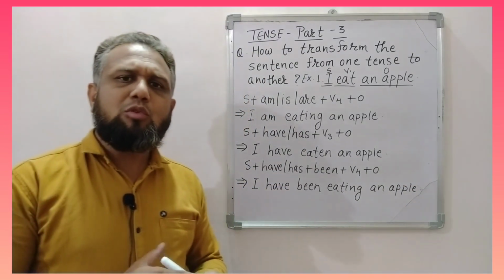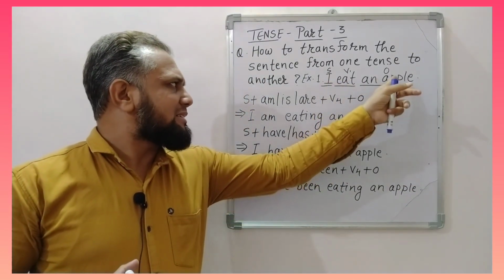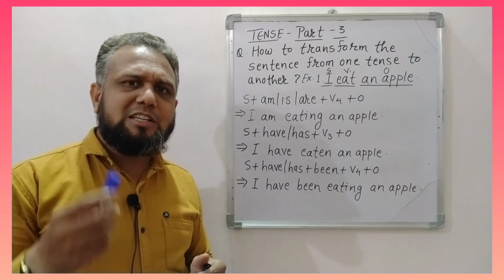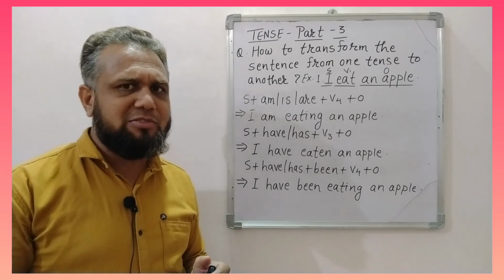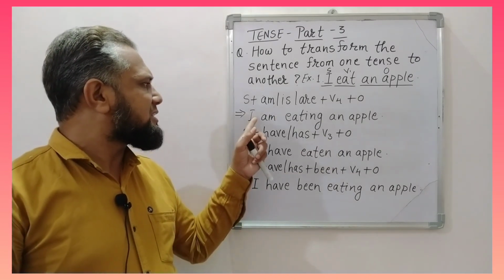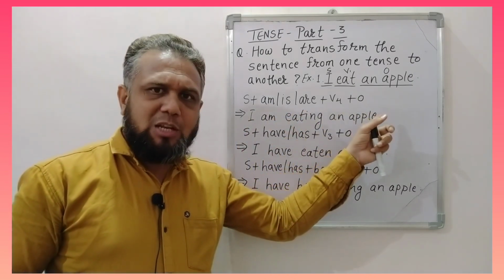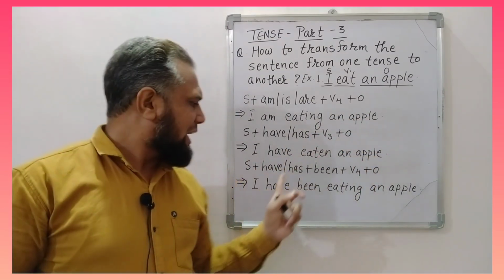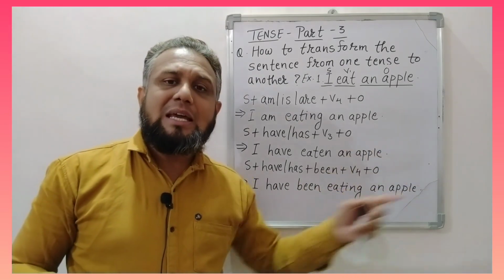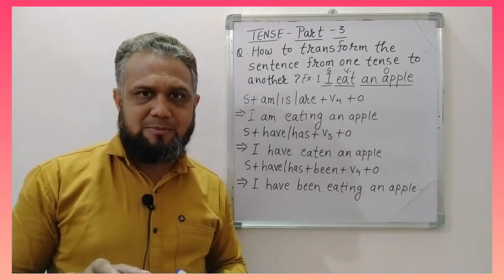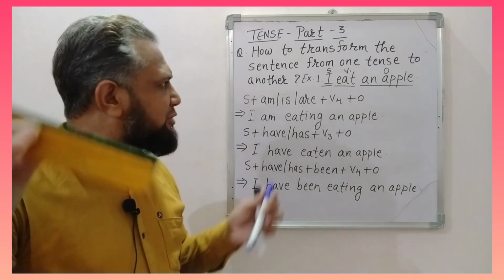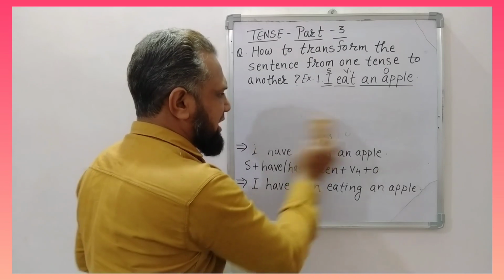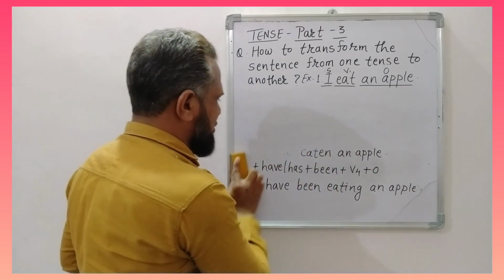So if you want to transform this sentence I eat an apple, which is in simple present tense, into present continuous tense, present perfect tense and present perfect continuous tense, then the sentences will be I am eating an apple in present continuous tense, I have eaten an apple in present perfect tense, I have been eating an apple in present perfect continuous tense. Now similarly we can transform the same sentence into the four forms of past tense and future tense also.